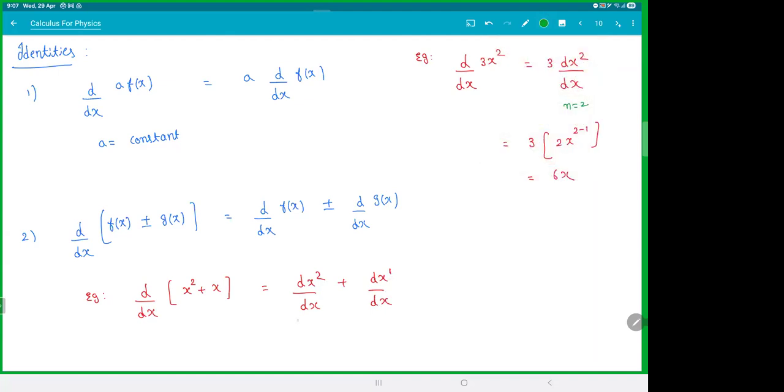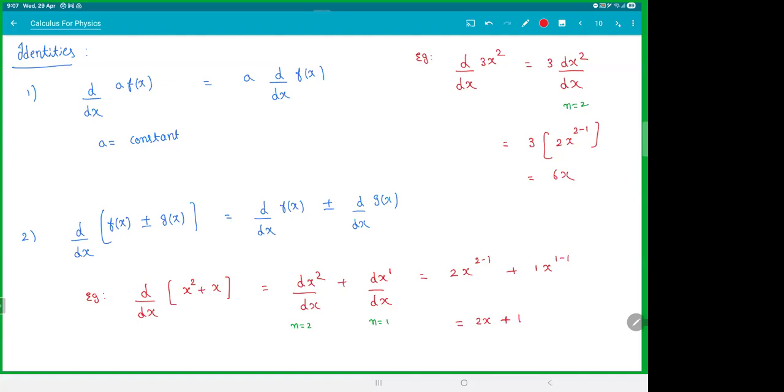Now these are looking like n is equal to 2 and n is equal to 1, which are looking like x power n. Then this will be 2 into x power n minus 1, which is 2 minus 1. This will be 1 into x power 1 minus 1. That will be 2 into x, and x power 0 is 1. That's your answer.